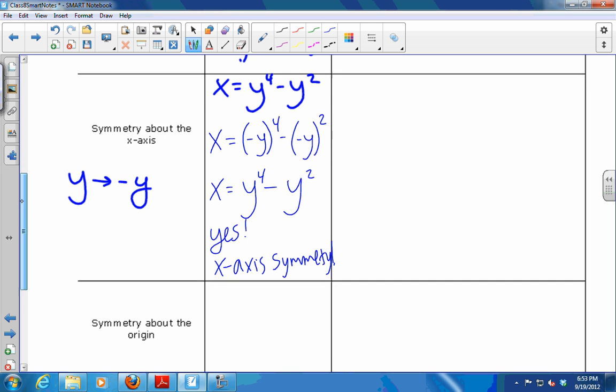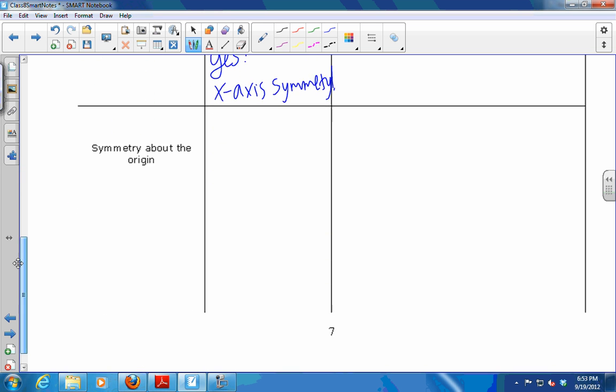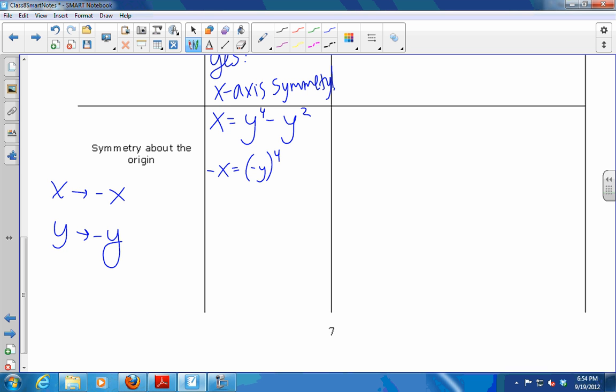All right, let's do the last one. I want to test symmetry about the origin. So to test symmetry about the origin, I replace x with negative x and y with negative y. So I'm going to have negative x equals negative y to the 4th minus negative y squared. There's nothing I can do to simplify negative x any further. Negative x is just negative x.